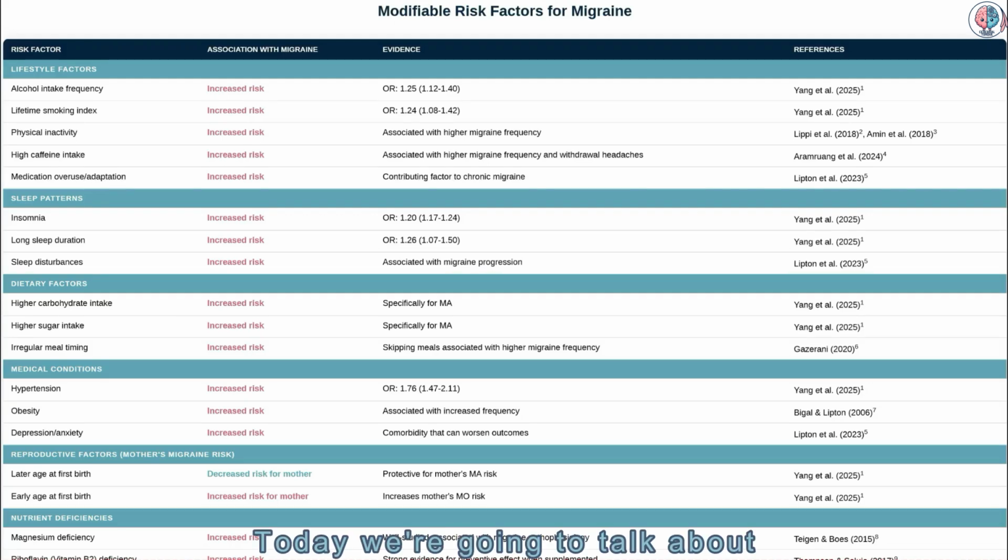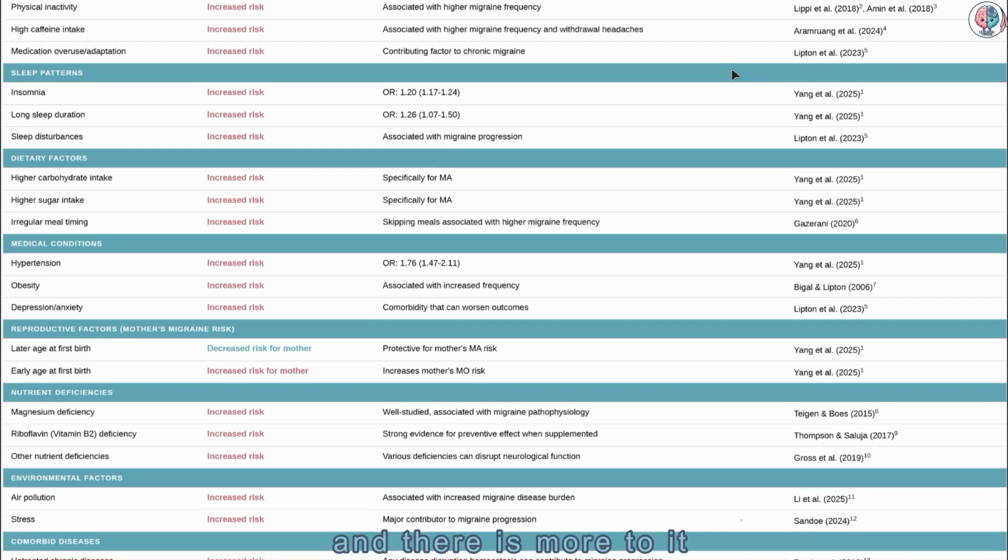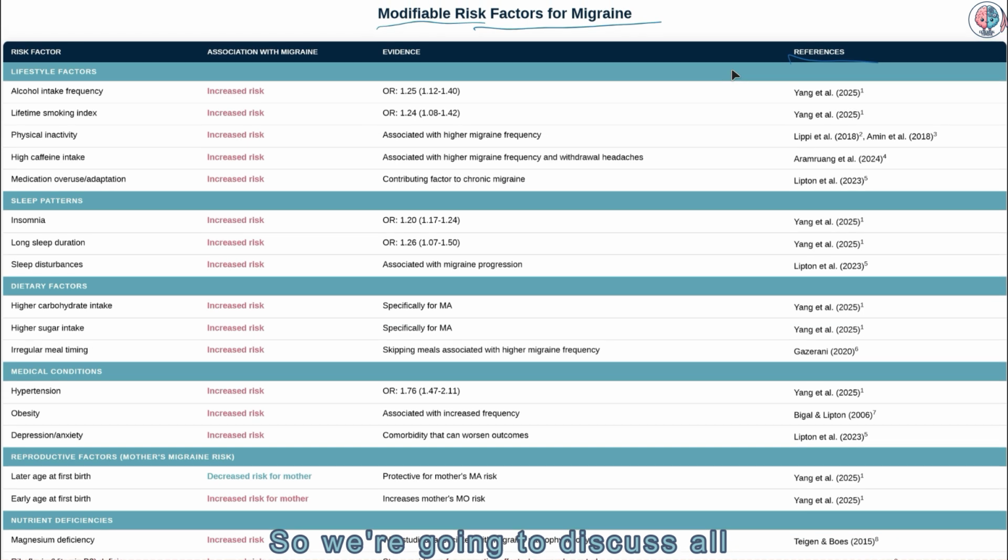Hi everyone. Today we're going to talk about modifiable risk factors for migraine. Now I made this table, it is evidence-based, and there is more to it. So we're going to discuss all the factors. However, if you want the full table available at your disposal, it will be in a link in the description.